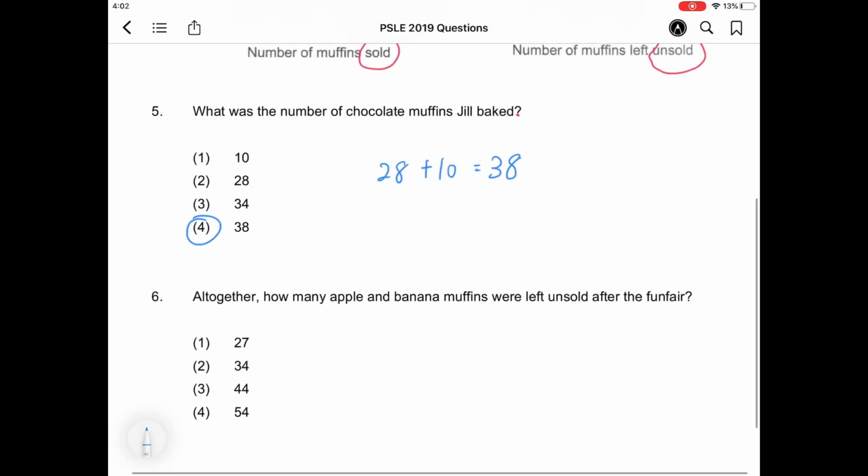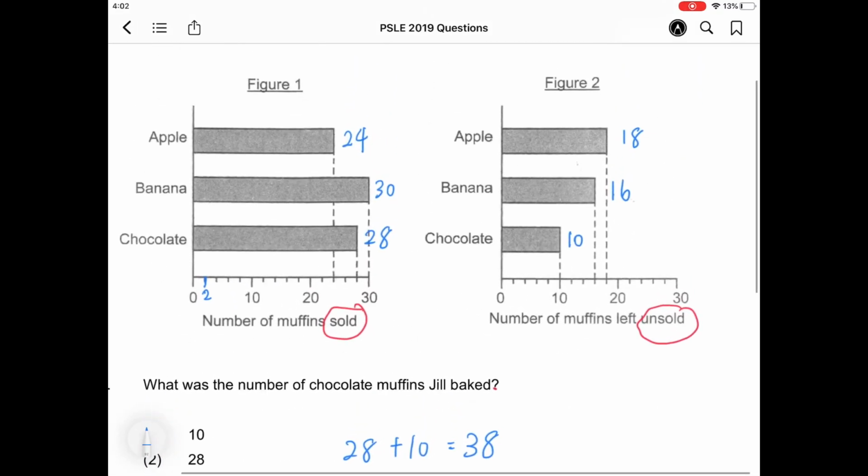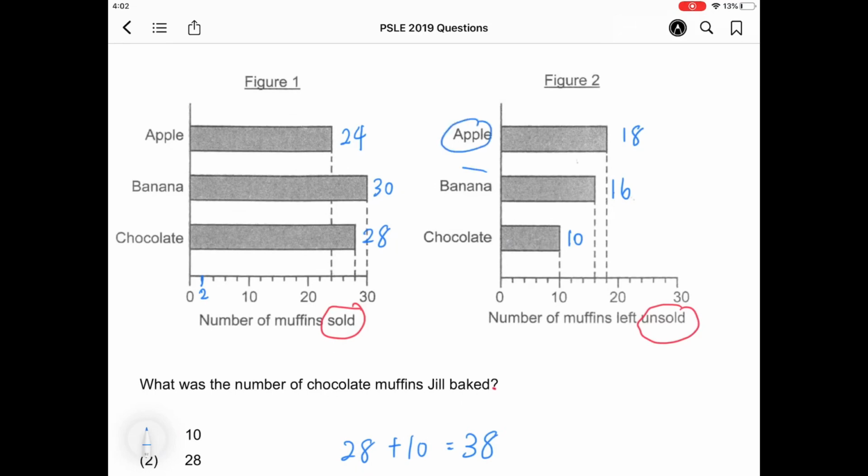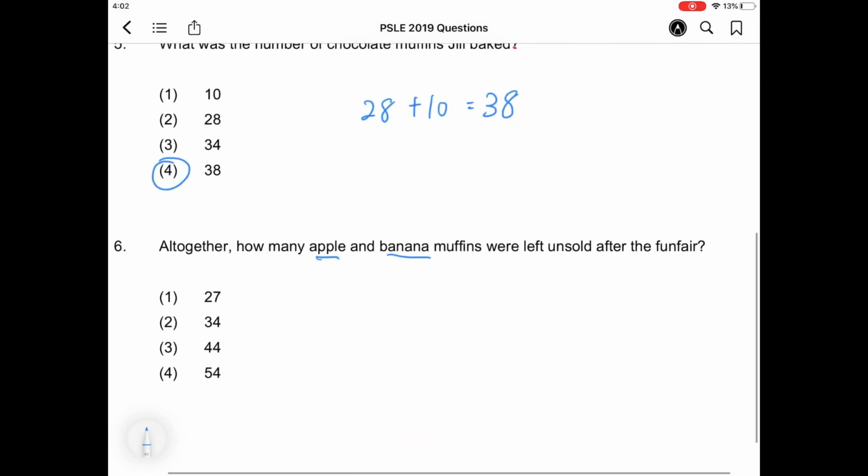As for question 6, how many apple and banana muffins were left unsold after the fun fair? So we look at figure 2, we look at apples and bananas. 18 apples and 16 bananas respectively were unsold, so that will give us 34. Hence the answer is option 2 for question 6.